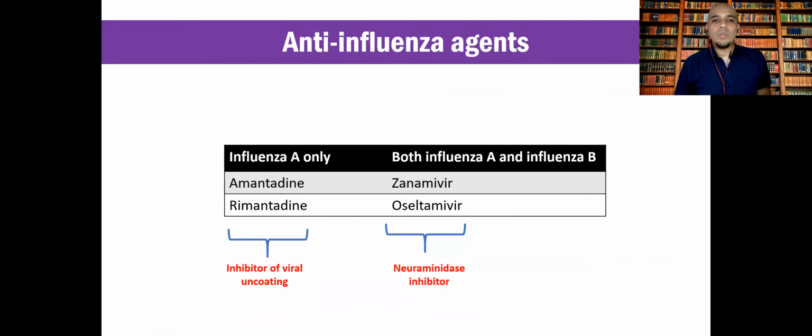These are the drugs that we use to treat influenza virus infections, mainly for influenza A and B. The first group is the inhibitors of viral uncoating, amantadine and rimantadine. This group of drugs is effective against influenza A only. The second group is the neuraminidase inhibitors, zanamivir and oseltamivir. These neuraminidase inhibitors are effective against both influenza A and B.